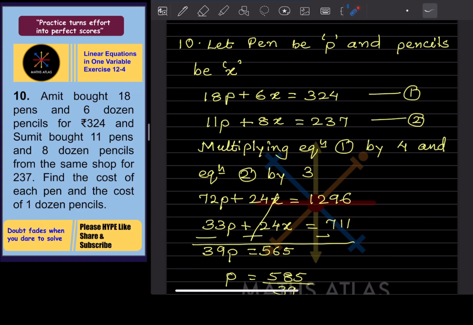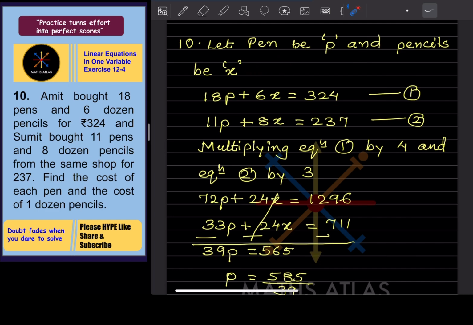Amit bought 18 pens and 6 dozen pencils for rupees 324, and Sumit bought 11 pens and 8 dozen pencils from the same shop for 237. Find the cost of each pen and the cost of 1 dozen pencils. So let the pen cost be P and the pencils cost be X.